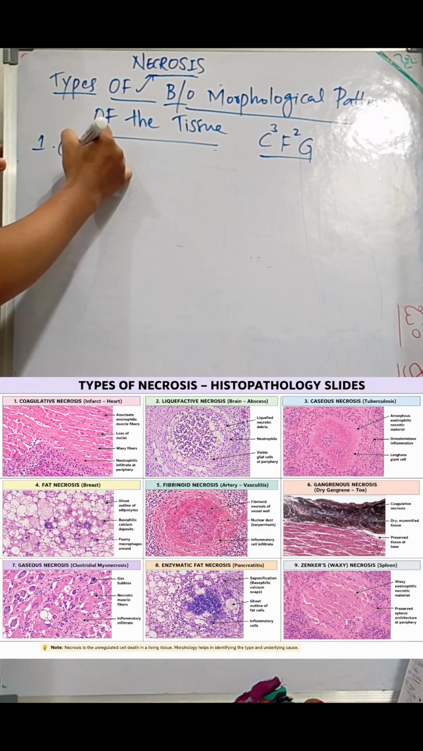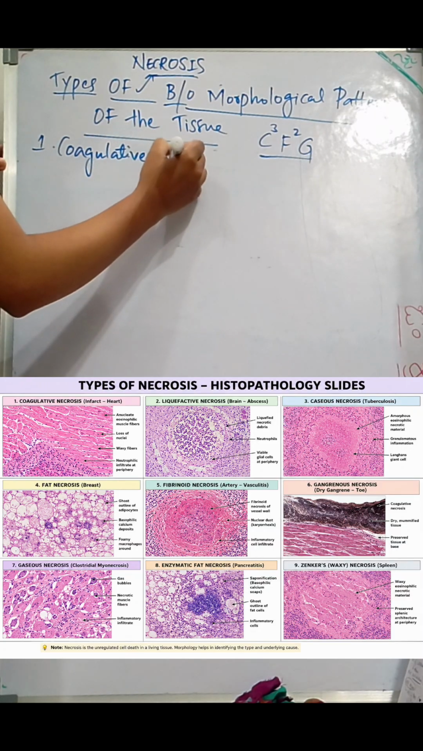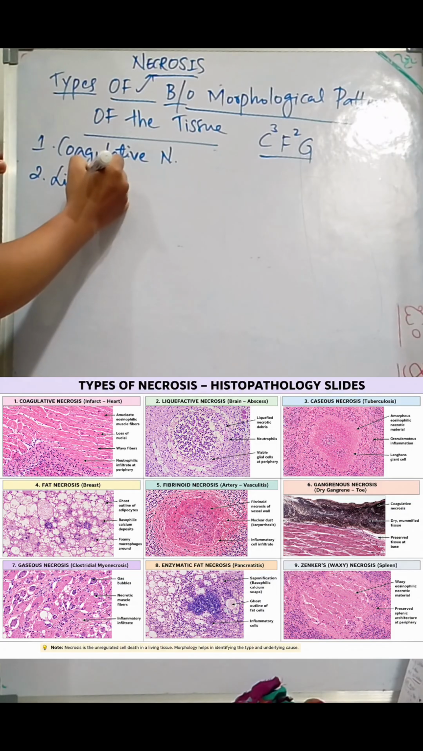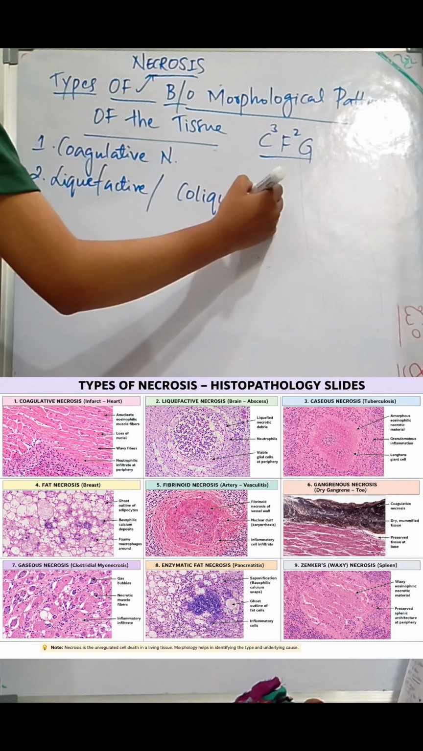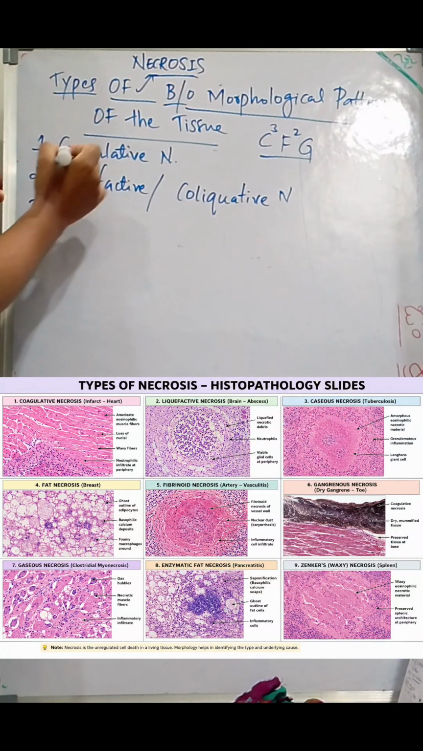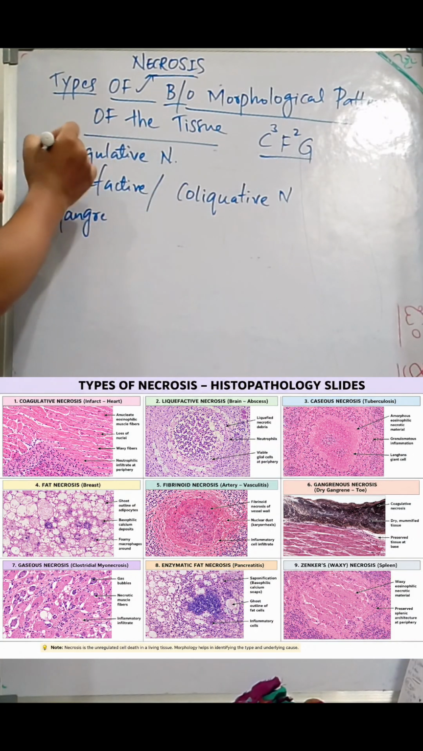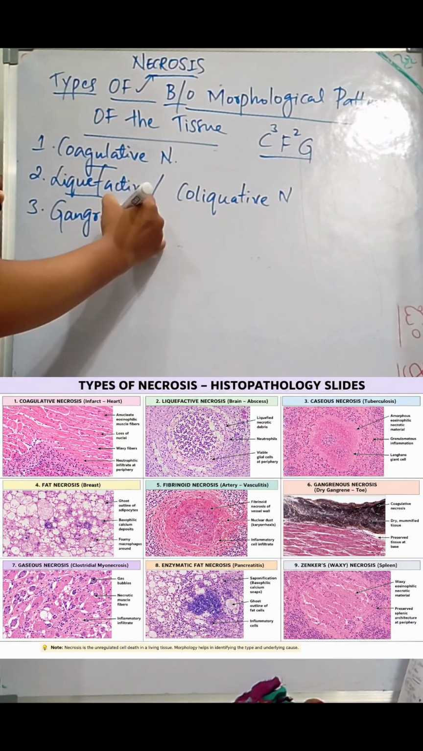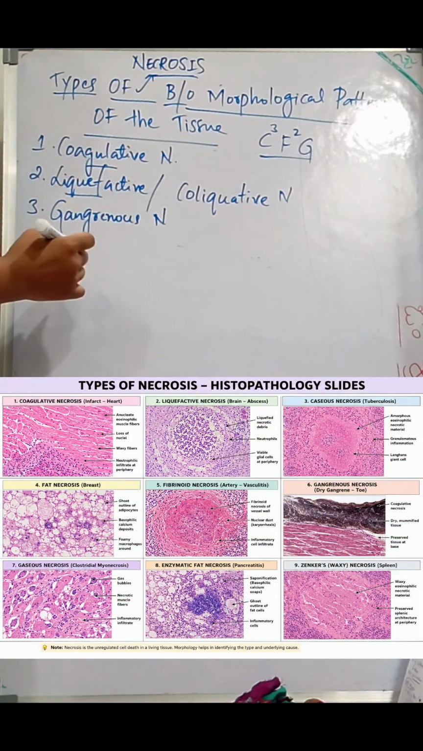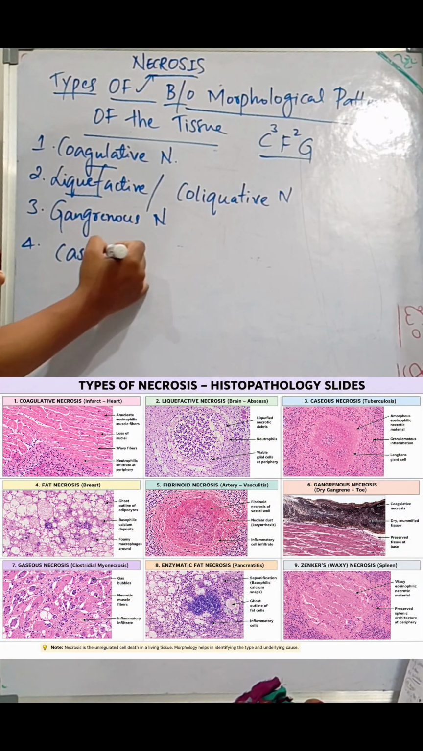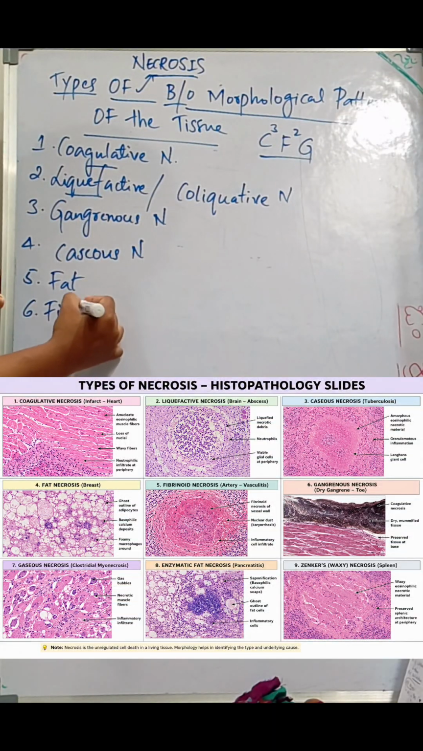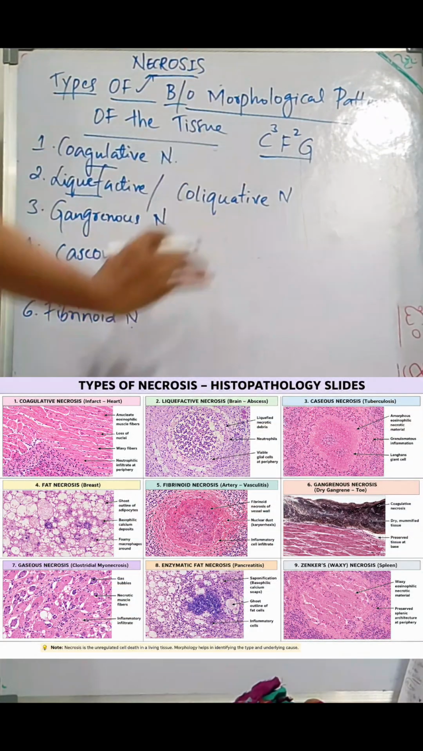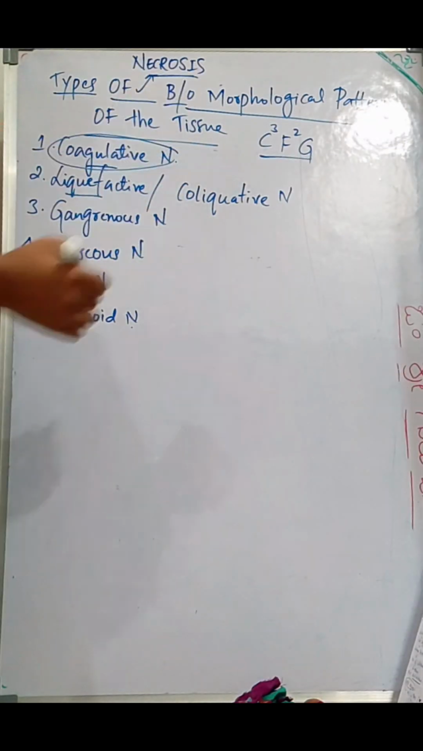The first one is coagulative necrosis. Second one is liquefactive, also called colliquative. Third one is gangrenous necrosis, which is the combination of coagulative and liquefactive. The next is caseous necrosis. Next one is fat necrosis, and the last one is fibrinoid necrosis. So these are the types of necrosis based on the morphological pattern of the tissue. Now let's study one by one.